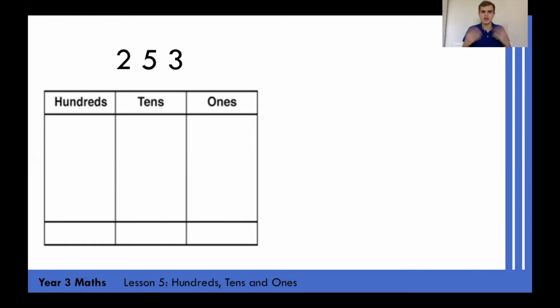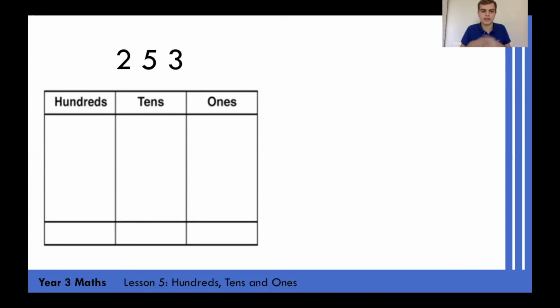And then using the things that you have around you that you've picked, maybe it might be counters or coins or pebbles or whatever you've got, see if you can make the number 253. So how many counters are you going to need to put in the hundreds column? How many counters are you going to need to put in the tens column? And how many counters are you going to put in the ones column? If you need to, pause the video now so you can draw your grid and then have a go at making the number 253.